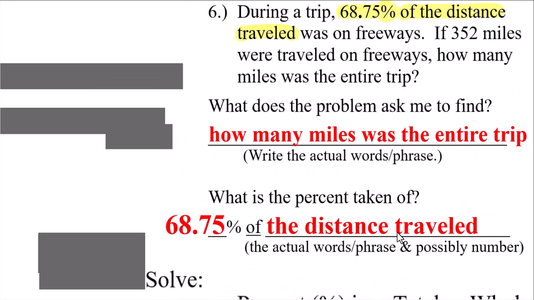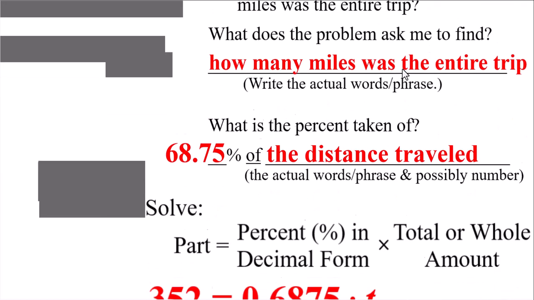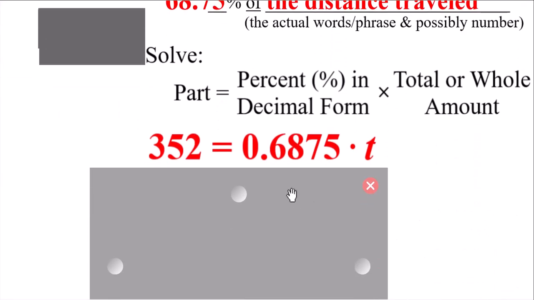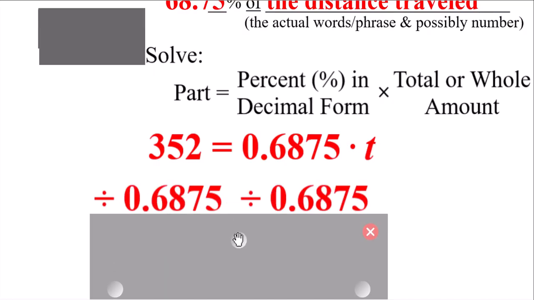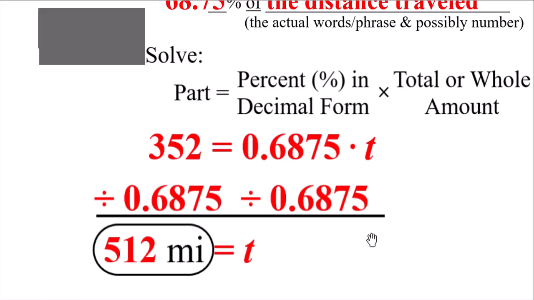That's the interpretation you needed to do to understand what they mean by distance traveled. They meant the entire trip's distance traveled, because the 352 is just the traveling distance on the freeways. That's just part of the total. Okay, since the variable was not by itself, you're going to have to do the inverse of multiplication, which is division, and that's going to give you 512 miles.